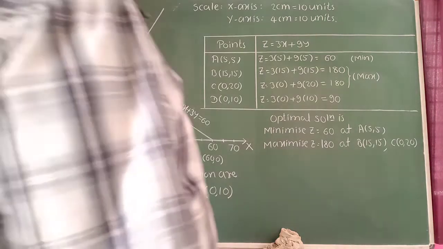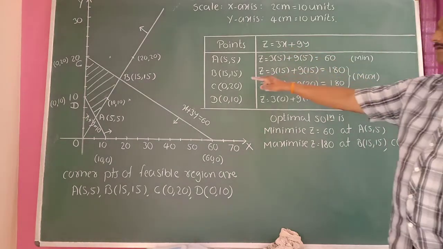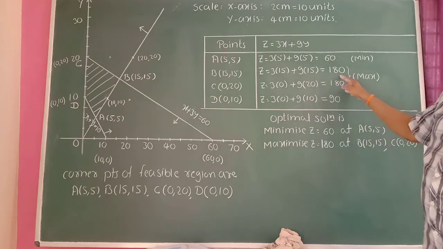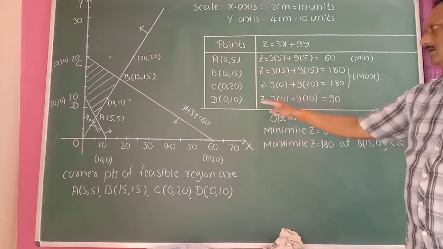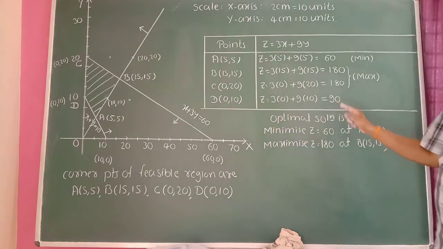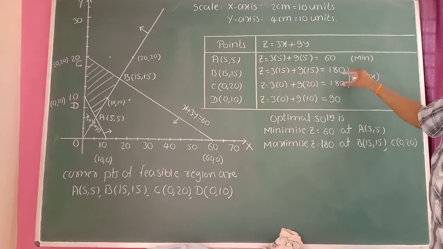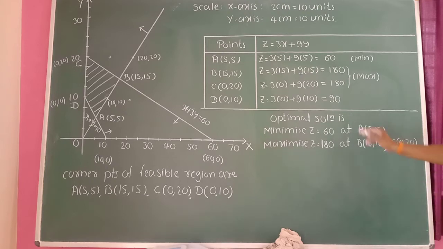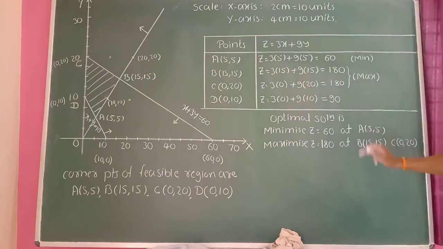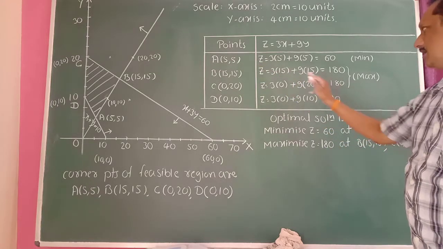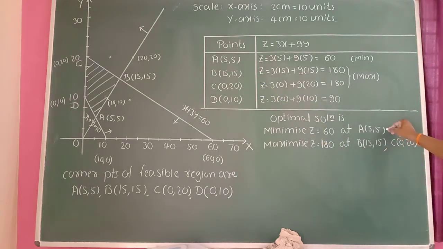At 5, 5, put x value 5 and y value 5, it gives us 60. X is 15, y is 15, its value is 180. X is 0, y is 20, again it is 180. X is 0, y is 10, it is 90. Therefore, the minimum value is 60, and the maximum occurs at two points. So the optimal solution is minimize z equal to 60 at the point 5, 5, and maximize z equal to 180 at B 15, 15 and C 0, 20.